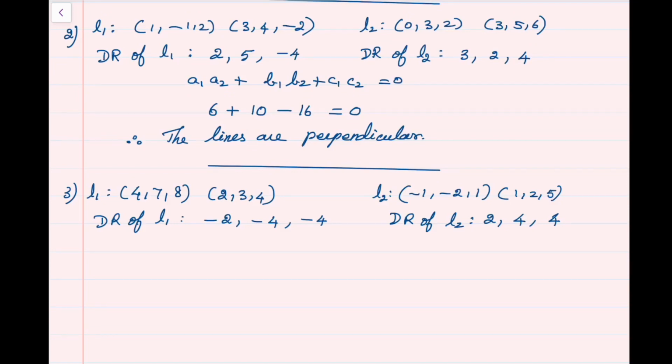We have to check whether they are parallel or not. So, proportionality we will check. All three ratios are the same. Therefore, the lines are parallel.